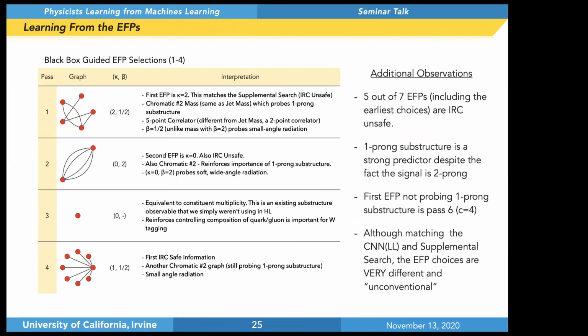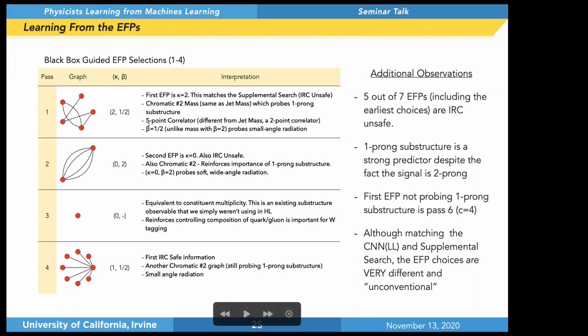So these are the first 4 of those graphs, and we can break down what information is contained in these EFPs. The first EFP is this much more complicated graph. It's a kappa equals 2 graph, so it's another one of these infrared collinear unsafe graphs that we probably wouldn't normally pick. It's a chromatic number 2 graph. Like I said, the chromatic number minus 1 tells you how many prongs it's sensitive to. Because it's chromatic number 2, it's essentially sensitive to 1 prong jet substructure, the same as jet mass, which is interesting because jet mass was already in that information. So it ended up picking that despite the fact that jet mass is already giving that information to us.